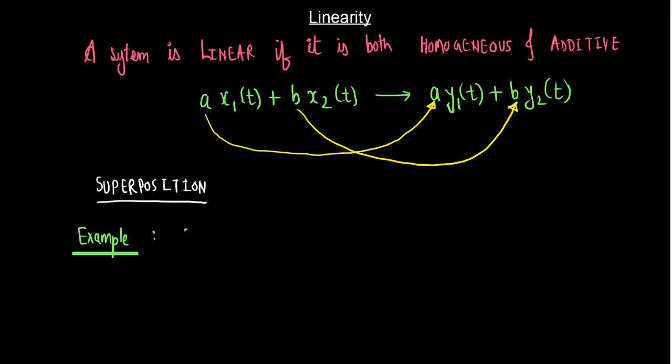Consider a system, say y of t equals x squared of t. Is this system a linear system? Let's check that. We can infer that the system is a non-linear system, but let's prove that. In order to prove a system to be linear, it must satisfy both the homogeneity and additivity property.